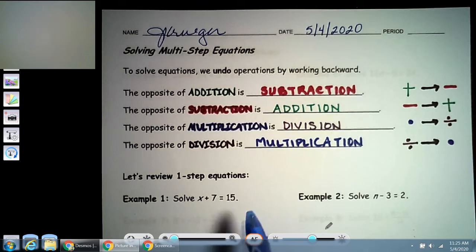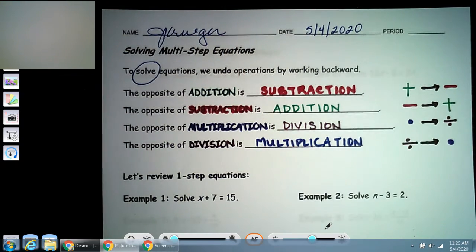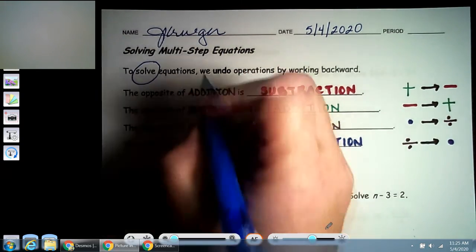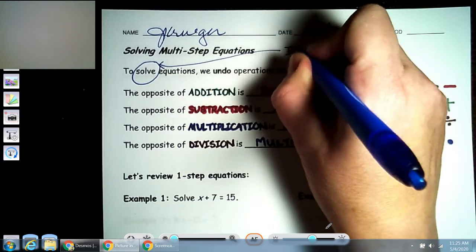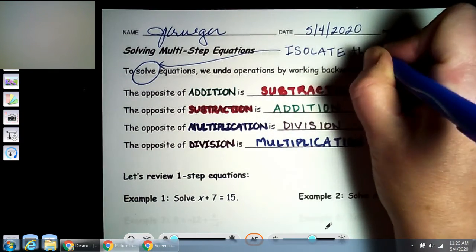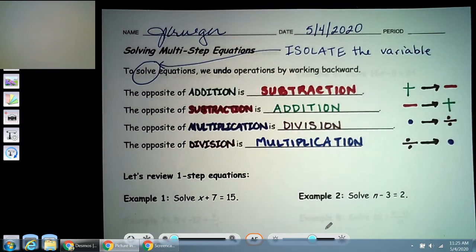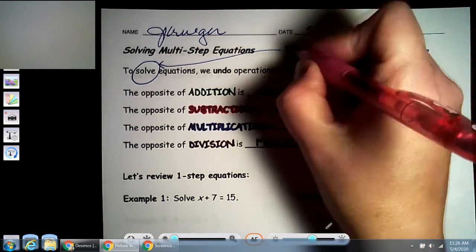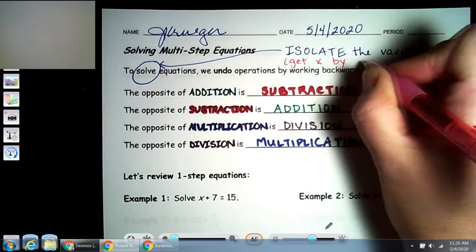What I want to do is just review some basics. To solve an equation means we want to figure out what value of x would make that equation true. The way we do that is we want to isolate the variable. That's the fancy algebra way to say it. What I would say in class is we just want to get x by itself. Once we get x by itself, we have solved the equation.